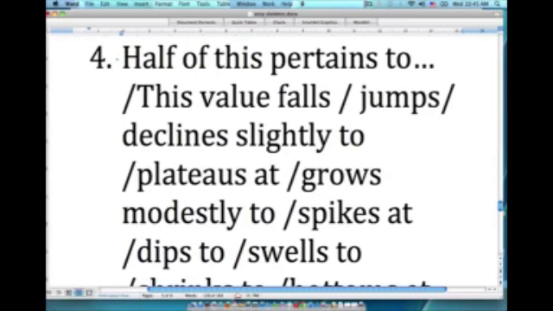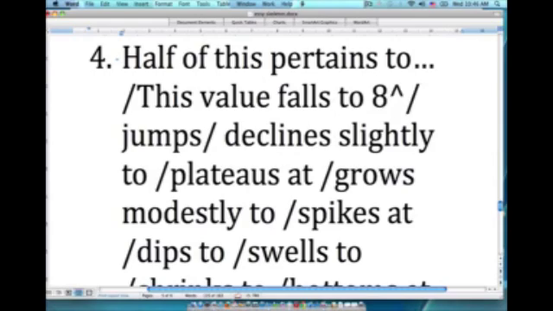So for example, if I say this figure falls to 8%, that means that the new value of the figure is 8%. But if I say this figure falls by 8%, that means that the new figure is 8% lower than the old figure. Okay, so don't make mistakes with these little words. They're very important.